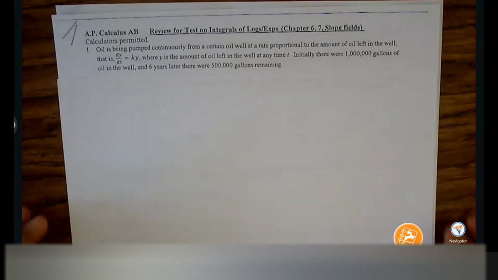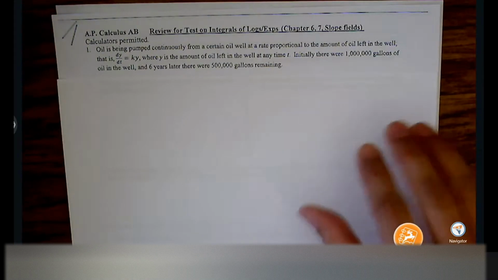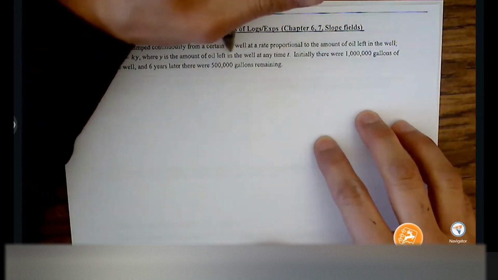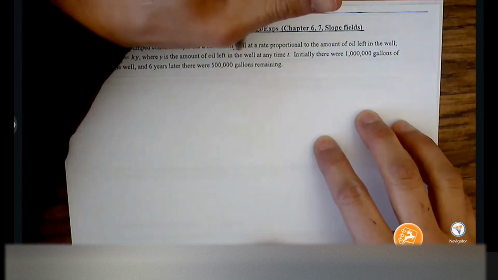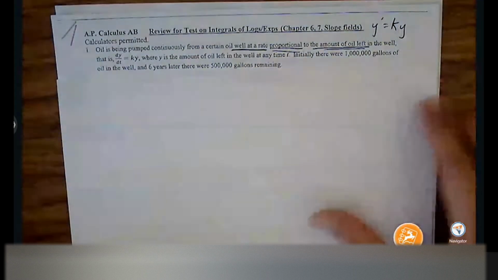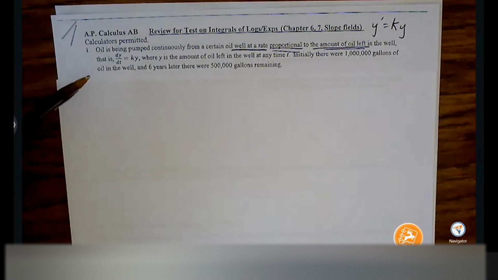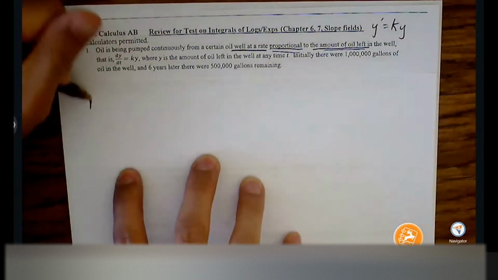All right, so oil is being pumped continuously from a certain oil well at a rate proportional to the amount of oil left. So we have a rate proportional to the amount present. So that's in the form of y prime is equal to ky. And we know what the result of that is, right? That's always going to turn itself into y equals ce to the kt.